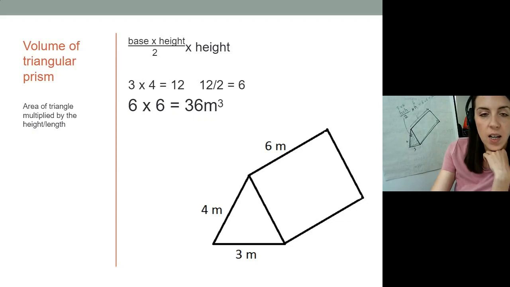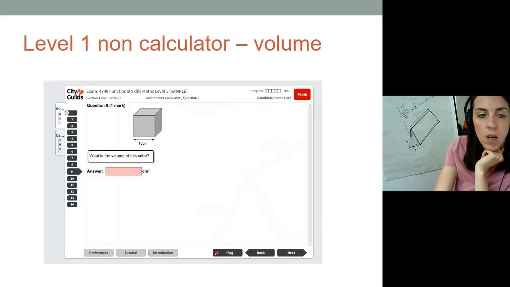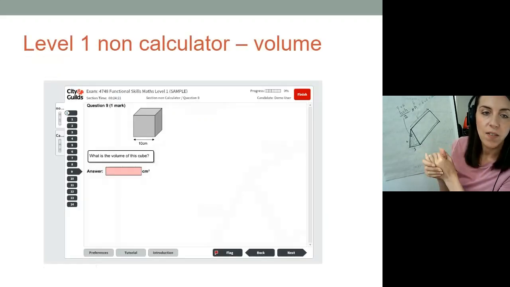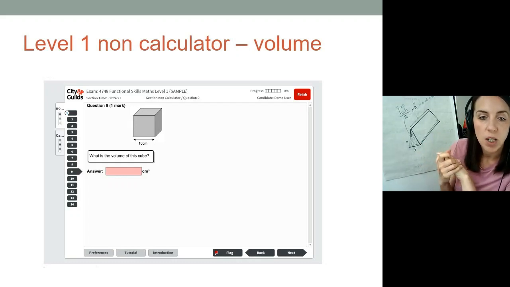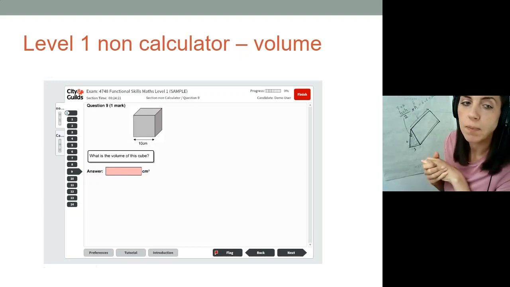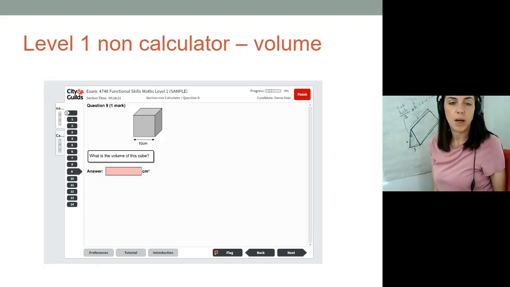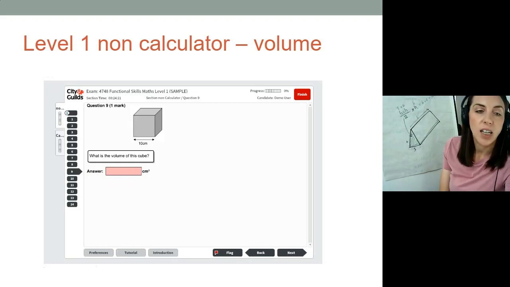Okay. So just a couple of questions to show you some examples from some exams. So this is an example from a level 1 non-calculator paper. It's a volume question. What is the volume of this cube? You see there the answer, the unit has been given, centimetres cubed. It's in a non-calculator paper, so it's only worth 1 mark, which most of them are in the non-calculator papers. But you'd have to calculate the volume of the cube without a calculator.